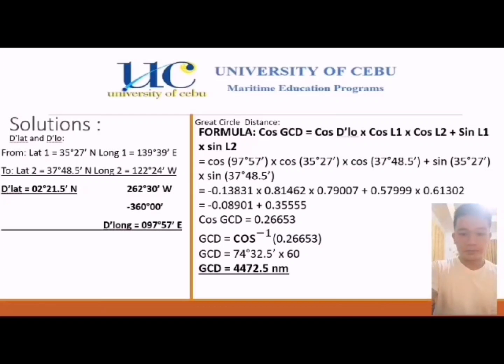Why west? It is safe to say that with the initial longitude 1 and longitude 2, the vessel is heading west. Since the answer for the difference of longitude is 262 degrees 30 minutes west, we need to subtract it from 360 degrees. Why? When getting the difference of longitude, when it passes 180, you need to subtract it from 360. And after you subtract it from 360, you need to inverse the direction. So the new difference of longitude is 097 degrees 57 minutes east from west. So it is now east.